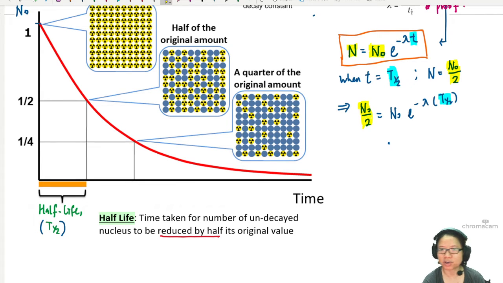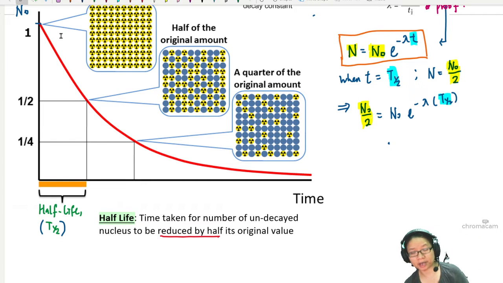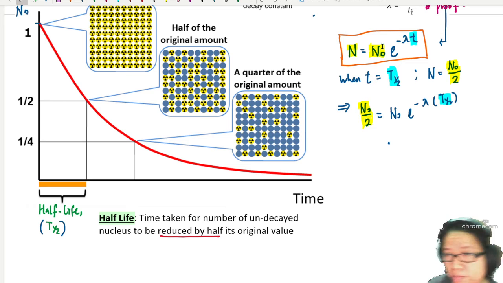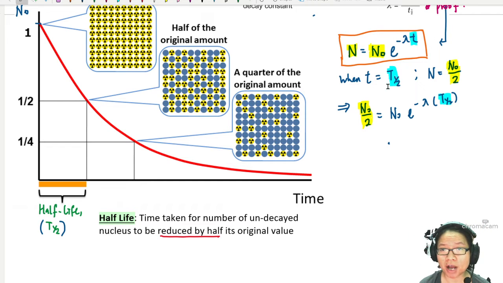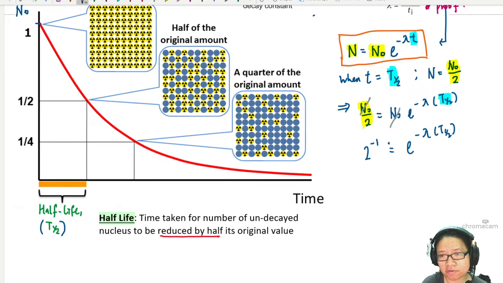All right. So you substitute carefully. If you are asked to derive this, but you don't really know where this equation comes from, that's okay. Start with this equation. In place of time, put T half. In place of N, put N naught over 2, because T half is the time taken to be reduced by half. Time to move things around. First order of business is to simplify the equation. So I'm going to remove my N naught. Take it away. So what I have now is 1 over 2, which, if you remember, half is 2 to the power of negative 1. And this will be e to the negative lambda times half-life.